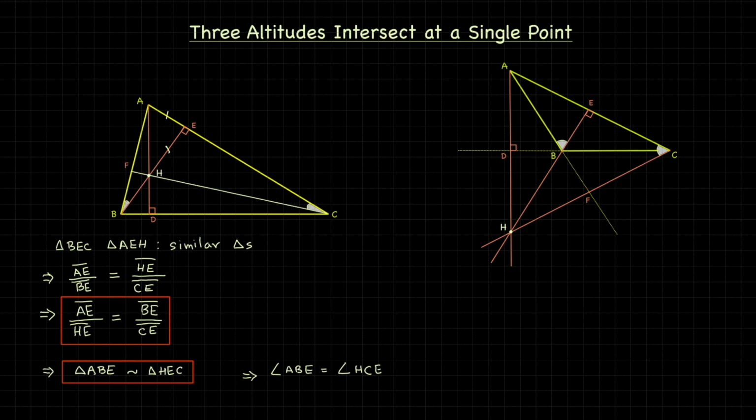Now if we look at triangle ABE, it is also a right angle triangle. If the measure of the angles marked in white is x, the measure of angle BAE marked in gray is 90 minus x.